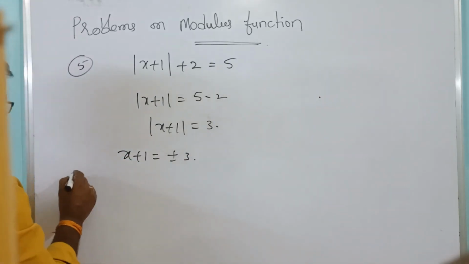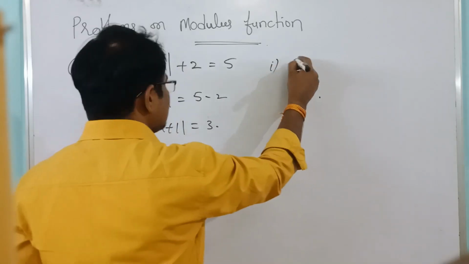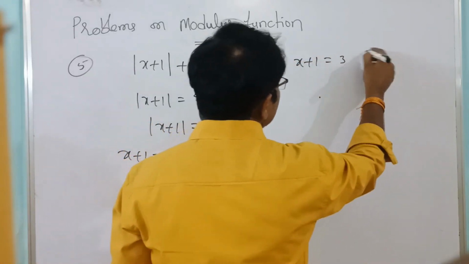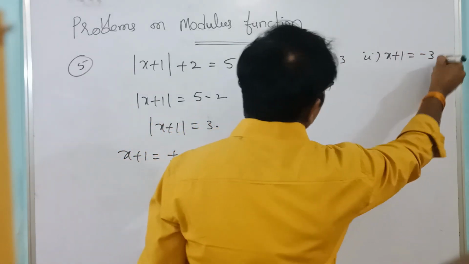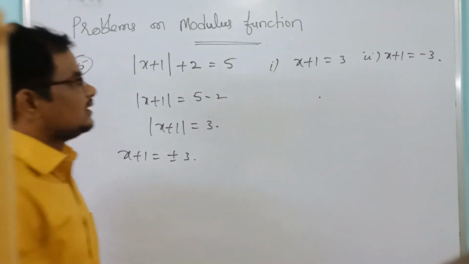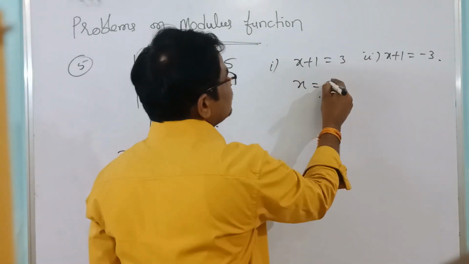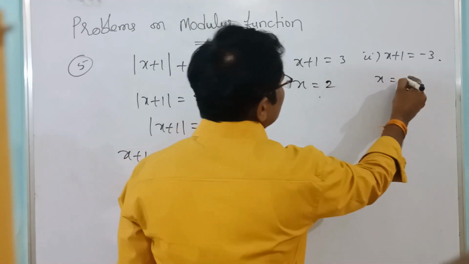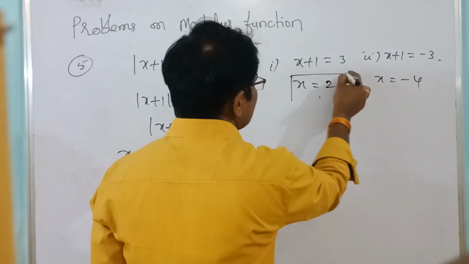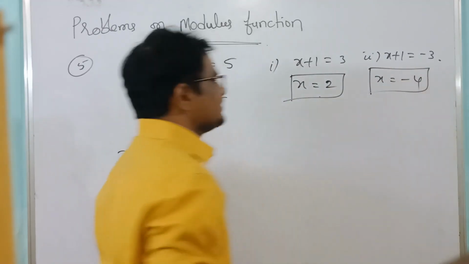Again here there are 2 cases. What are they? x plus 1 equal to 3, and the second one is x plus 1 equal to minus 3. Now x equal to 3 minus 1, that is 2. Here x equal to minus 4. So these are the solutions of the given equation.